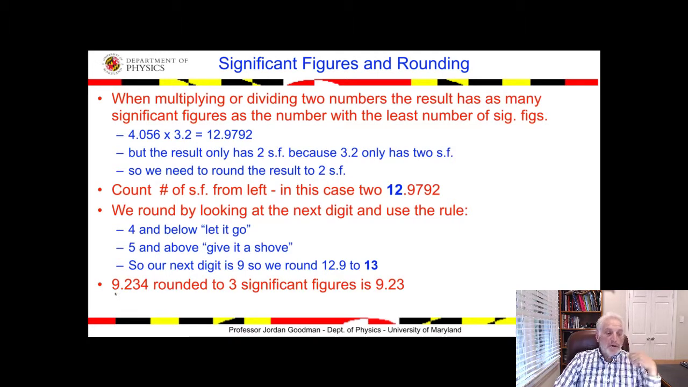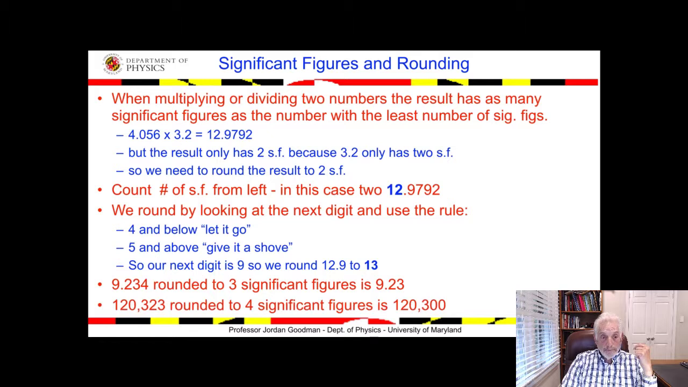Now, take another example. 9.234 rounded to 3 significant digits. We would take the 9, the 2, and the 3, and those would be our 3 significant digits, and we'd use this 4 to tell us that it's below 5, so we let it go. All right, and so our final number comes out to be 9.23. If we round off 120,323 to 4 significant digits, it comes out to be 120,300. So this has 4 significant digits, the 1, 2, 0, and 3. The 0 because it's sandwiched between these 2 numbers.